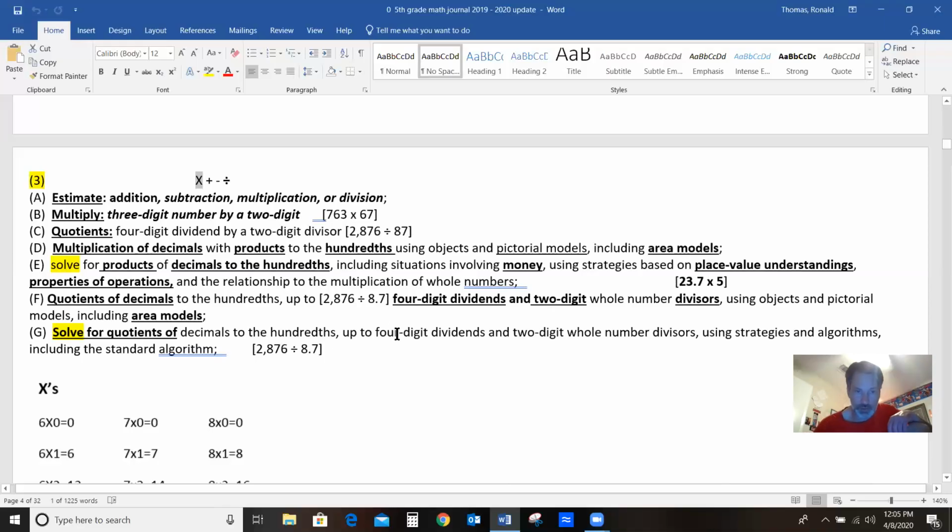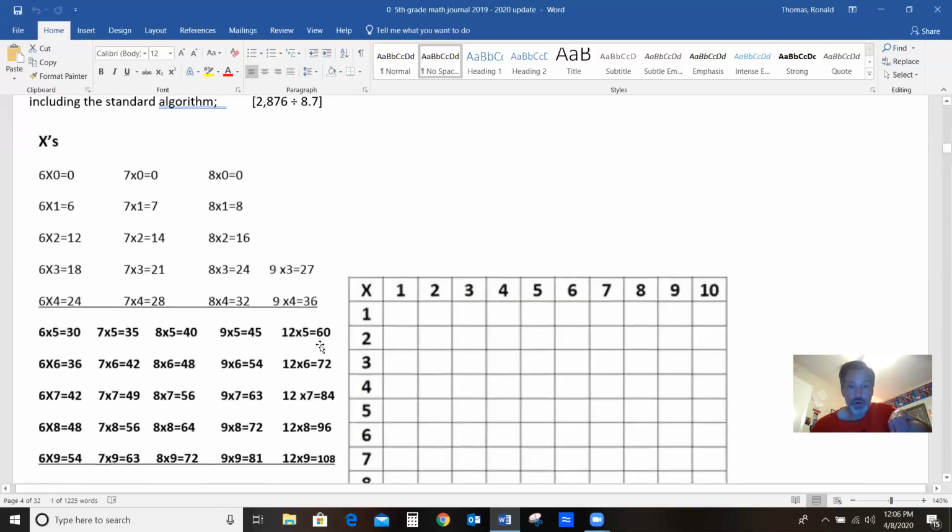Quotients of decimals to the hundredths, like 2,876 divided by 8.7. 4-digit dividends and 2-digit whole number divisors using objects and pictorial models, including area models. Solve for quotients of decimals to the hundredths, up to 4-digit dividends and 2-digit whole number divisors using strategies and algorithms. Oh my gosh. Including the standard algorithm. 2,876 divided by 8.7. Now, know your multiplication tables.